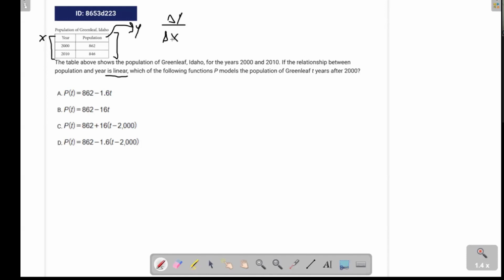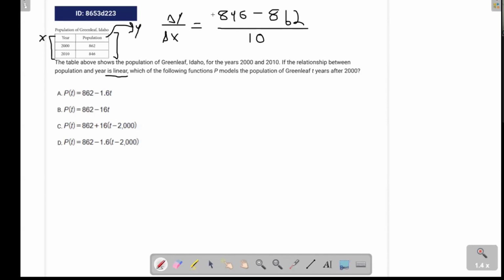The change in y is going to go from 862 to 846. Or sorry, it's going to go 846 minus 862. Like this, that's our change in y. Our change in x is going to go from the year 2000 to 2010, and that's just a 10-year difference. So we can just write 10 here.